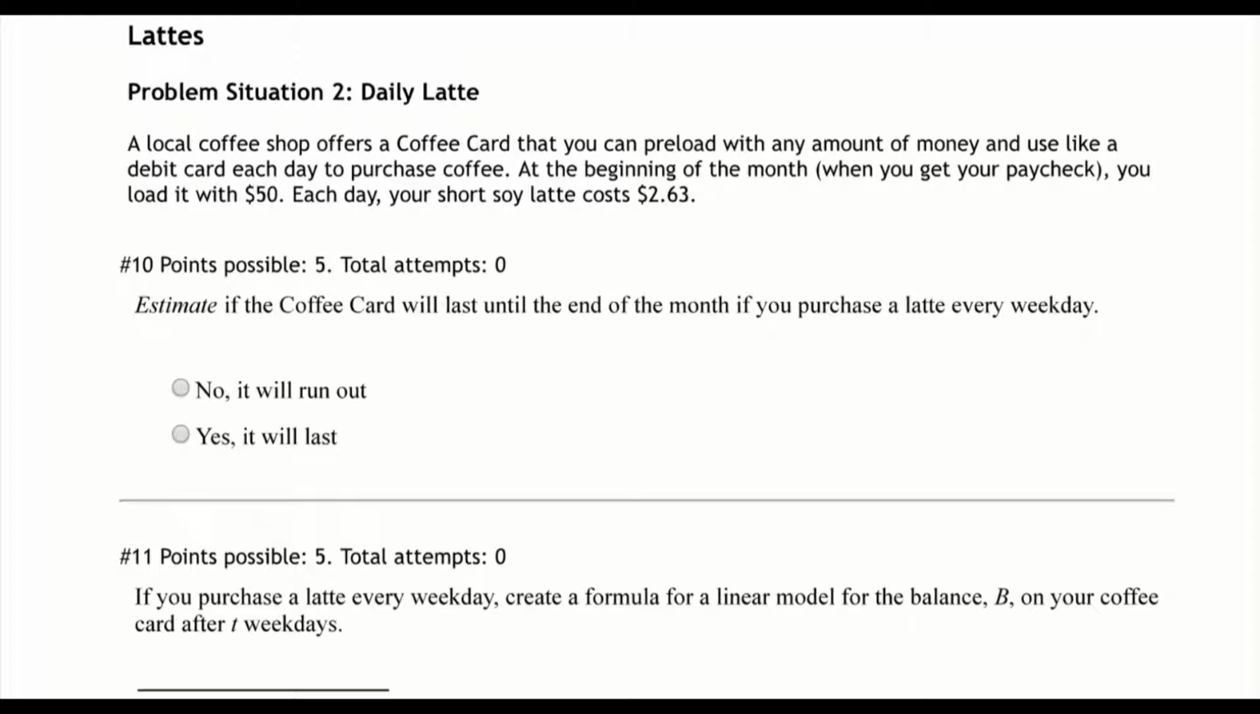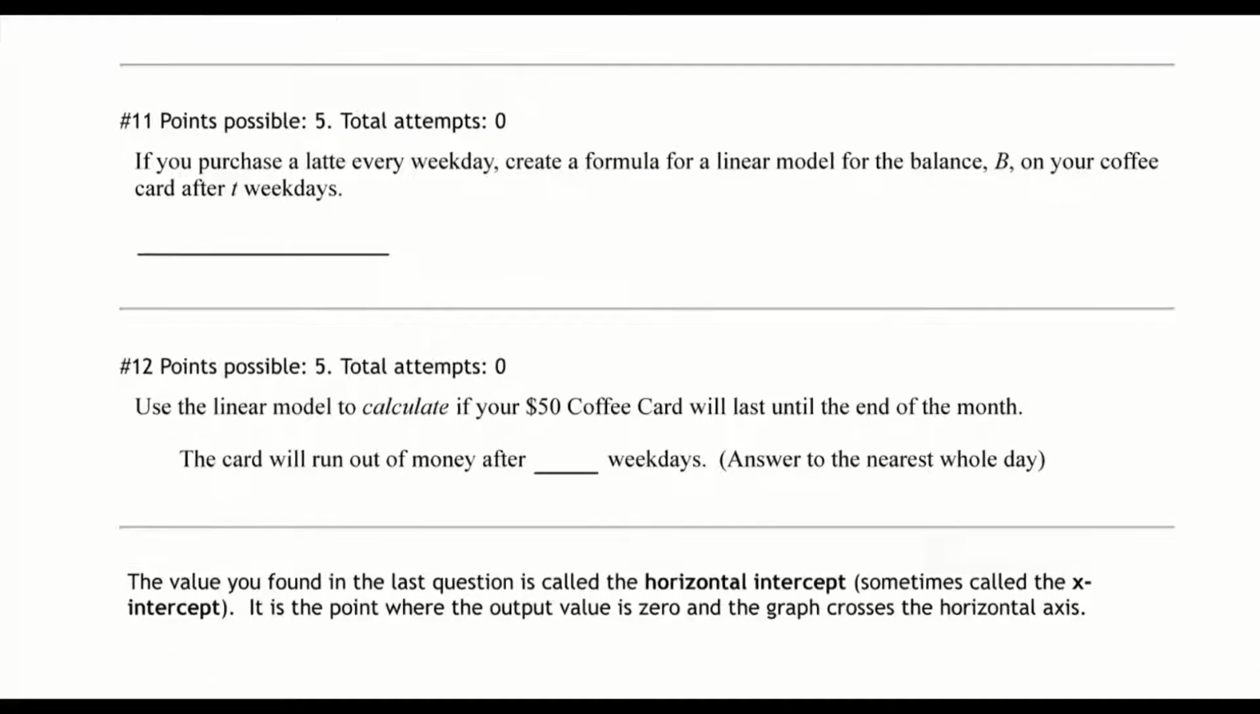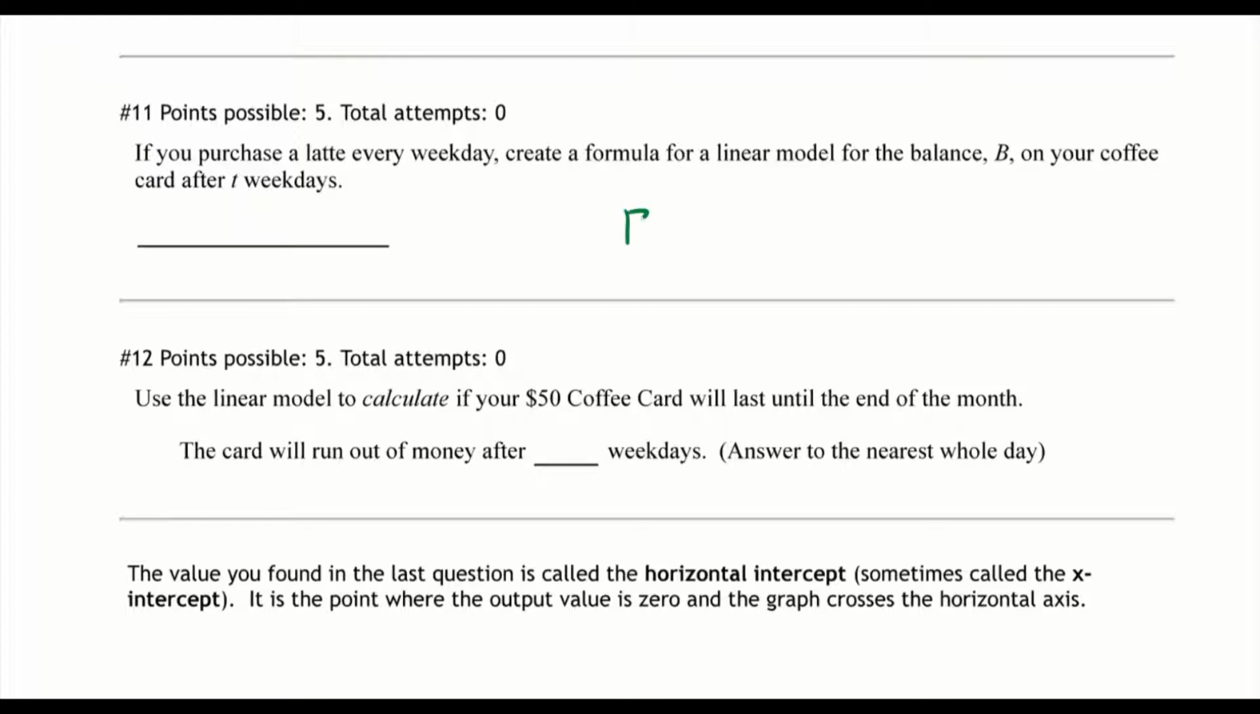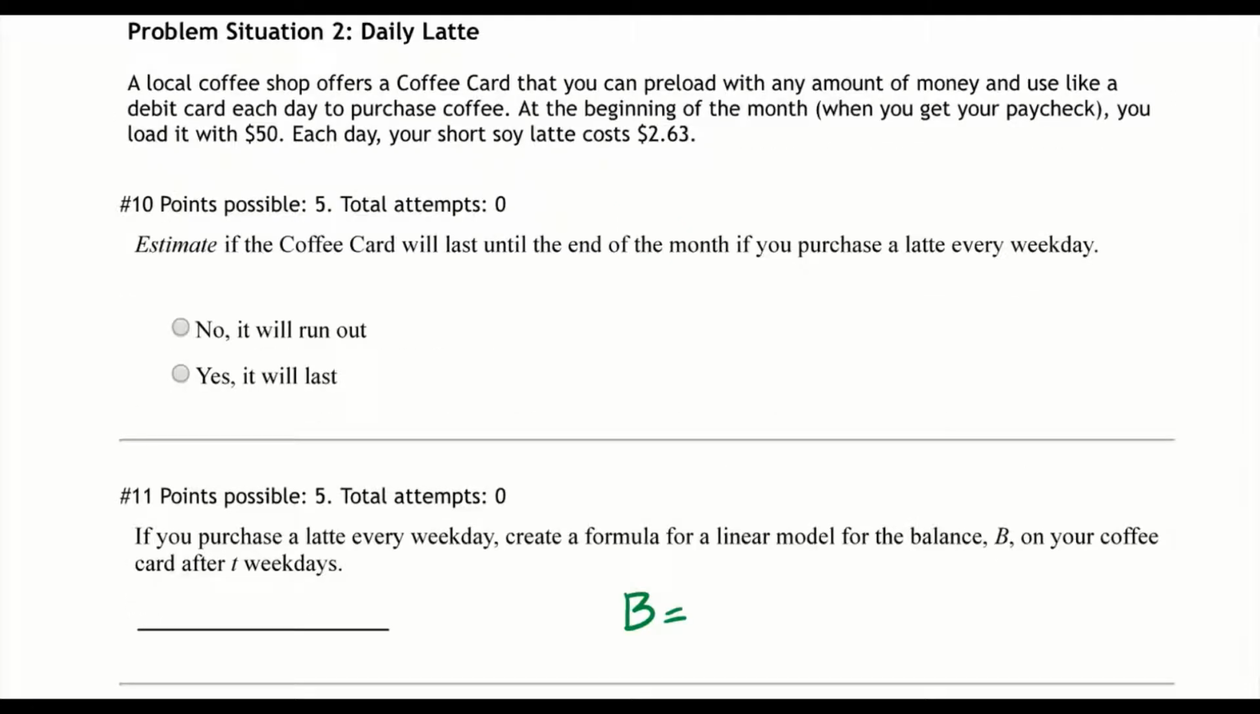So here we have the next situation, lattes. So a local coffee shop offers a coffee card that you can preload with money. So we have B for balance and coffee after tea weekdays. So the coffee card starts with $50, and then each short soy latte is $2.63. So it's going to subtract $2.63 each day, which is t.